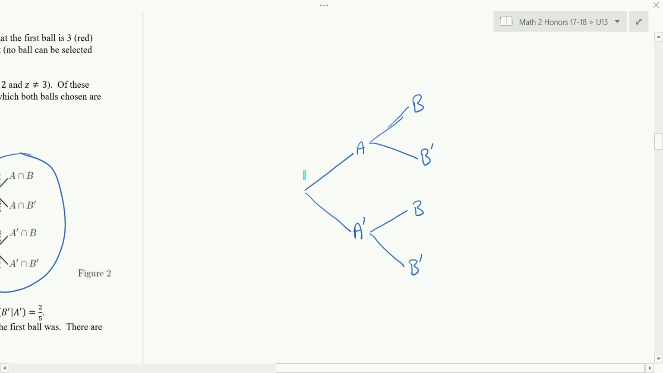The first route would qualify as A and B happening, so both of them. The second route would qualify as A and not B. This would be not A and B. And this one would be not A and not B.